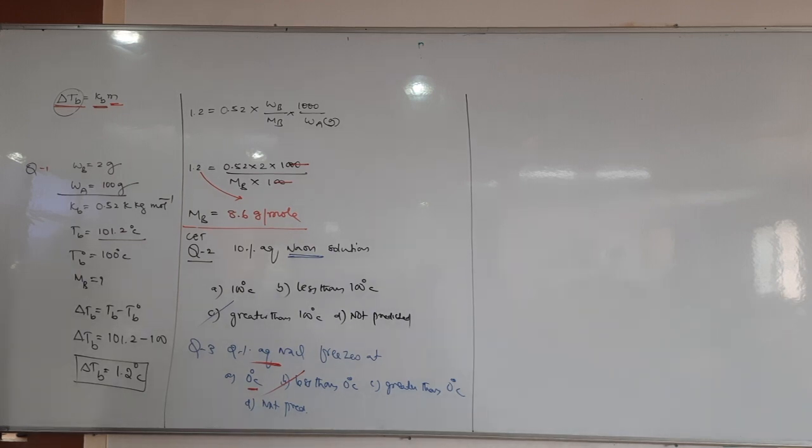Take this, write down. Two elements A and B form compounds of formula AB2 and AB4.